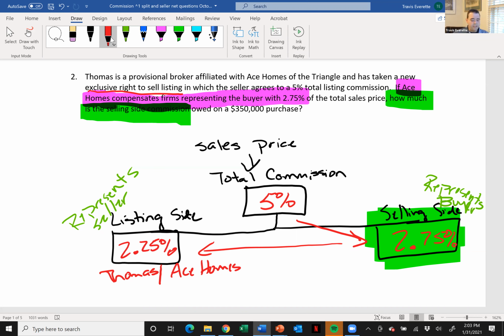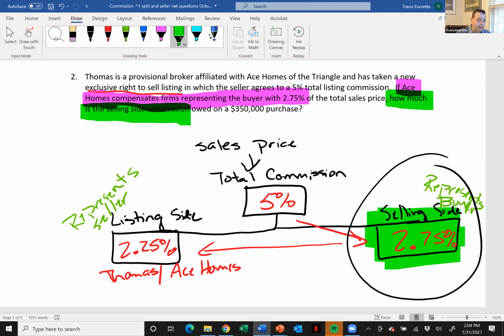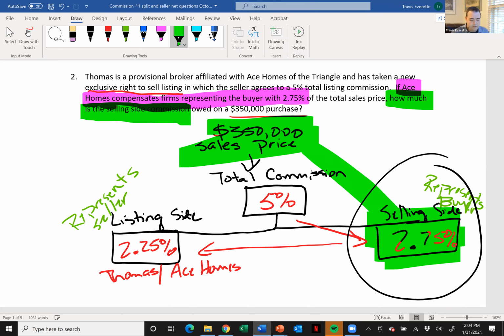So I know that my answer, oh, and I didn't fill in one important piece of information. They gave me a sales price of $350,000, which goes all the way up here at the top. So I know when I've got low percentage numbers, less than 10, 2.5, 2.75, 3, 4, 5, 6, 7, small numbers, I know that's always going to be sales price and commission rate. Tie those two things together.